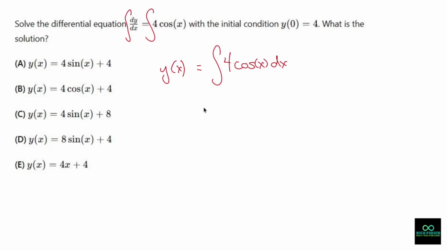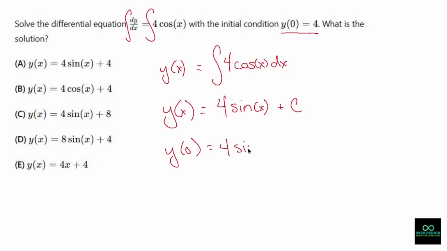Now the integral of 4 is just 4. The integral of cosine is sine x, no negatives to worry about. But since this is an indefinite integral, I have to attach plus c there. All right, so y of x equals 4 sine x plus c. What do I know? Well, it tells me right here that y of 0 is 4. Here's y of x. So if I want to find out what c is, I'm going to replace x with 0. So 4 times sine of 0 plus c.